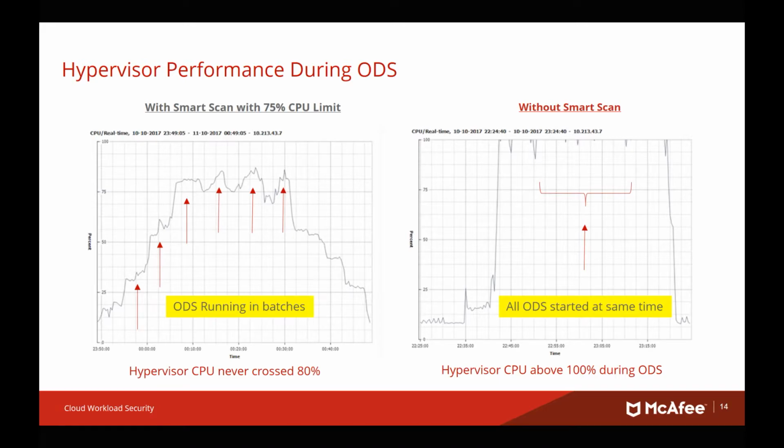This is an example of running Smart Scan versus without Smart Scan. You'll notice on-demand scans run in batches, utilizing the capability of determining the hypervisor load and only adding new systems when that load is below a specific threshold, versus without Smart Scan, which will peg your CPU to 100% or above during these scans.